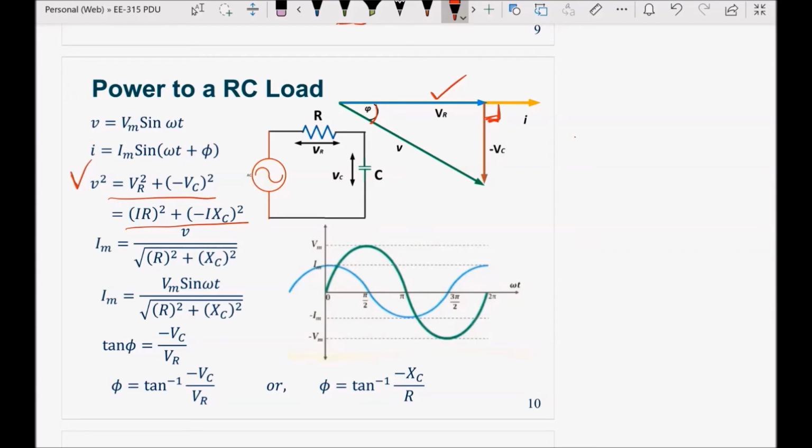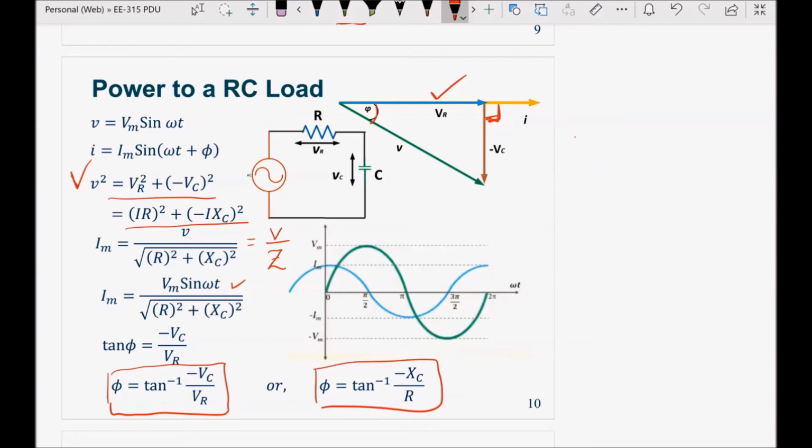And from there we can calculate the expression for Im, which is V by impedance. Okay, and by substituting the value of the impedance, the final expression for Im will be this. And if you want to compute the angle, which is phi, again we take the tan of the angle, which is minus Vc by Vr, and the expression for the angle is going to be this.